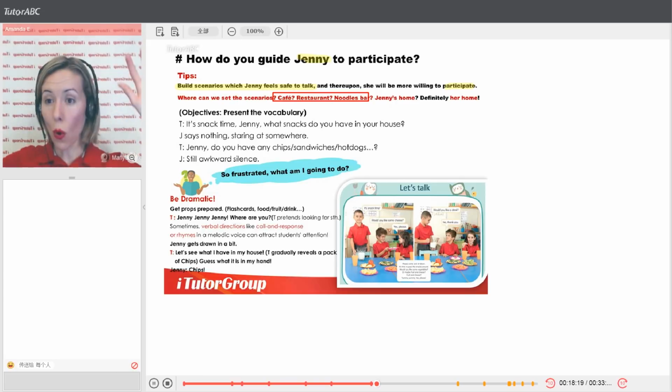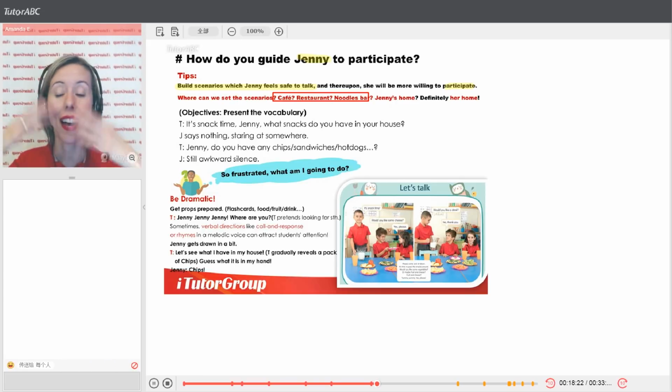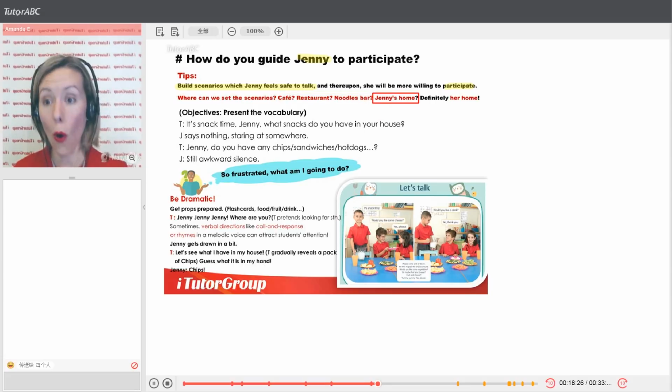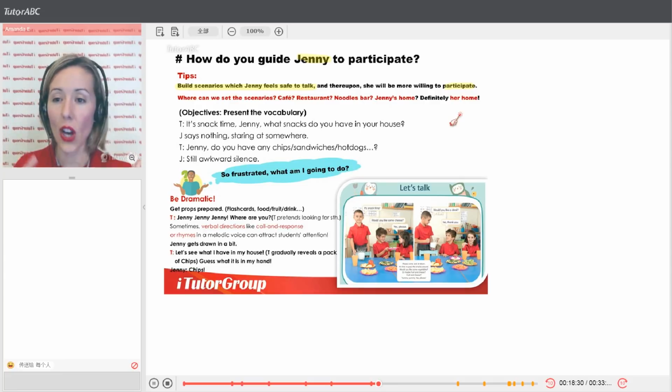Maybe instead of making a role play, let's just talk about her and ask her some questions. So we're just going to pretend we're in Jenny's home. That's a nice, safe scenario. She's probably talked about what she has in her home, what she has in her room before. So let's keep it nice and simple. Don't intimidate her with a big role play.